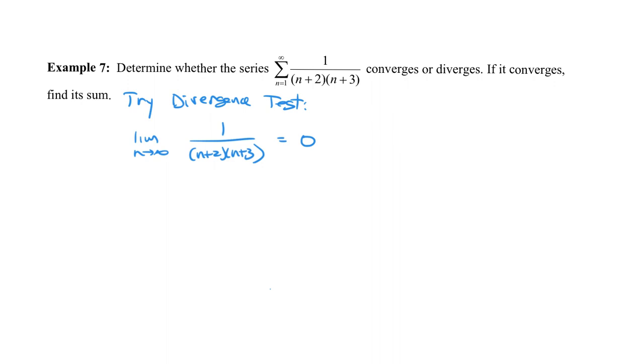Okay, so it didn't work, but we've got something else we can try. In fact, let's try using partial fractions to break this thing up. This is going to be another sort of famous series. You can see it coming when you start to think, well, maybe I could use partial fractions. So we tried the divergence test. It didn't give us any information. So let's use partial fractions. Try something else.